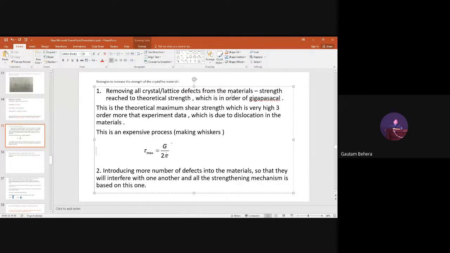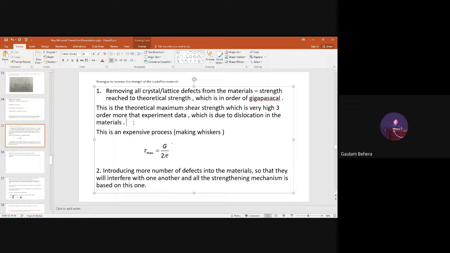So what happens? The theoretical cohesive strength is in gigapascal. You can understand GPa, capital G, capital P, small a, right? You can understand how strong a single crystal is, or a material with no defects. Basically it should be a single crystal. The theoretical maximum shear strength is very high, about 3 orders more than that of experimental data, which is due to dislocations in the materials.